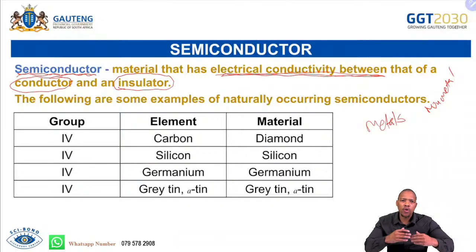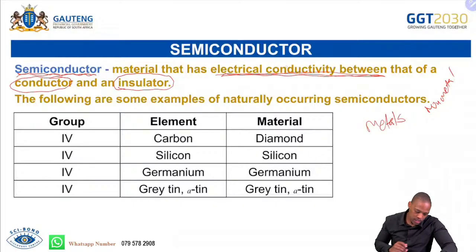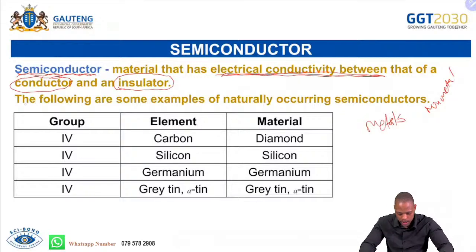That means depending on what you do to the semiconductor, you might find the semiconductor conducting electricity, but you might find the semiconductor not conducting electricity. So whatever you do to the semiconductor will determine whether it will conduct or it will not. So it has the electrical conductivity that is between that of a conductor and an insulator. And in grade 10, we learned that we can increase the temperature on the semiconductor and the semiconductor will conduct electricity. That's important.